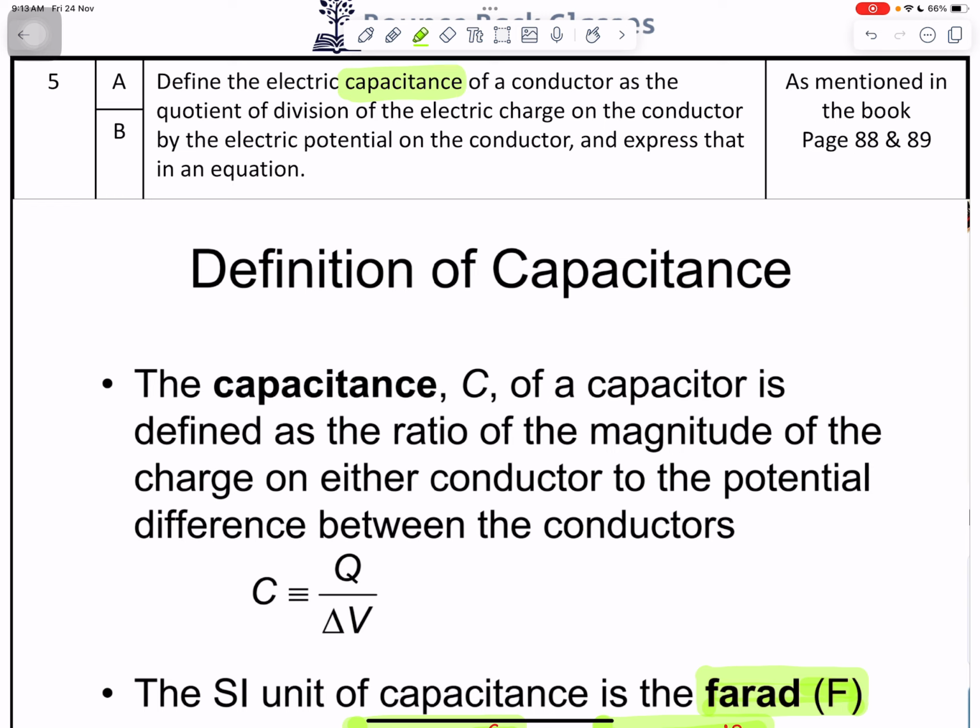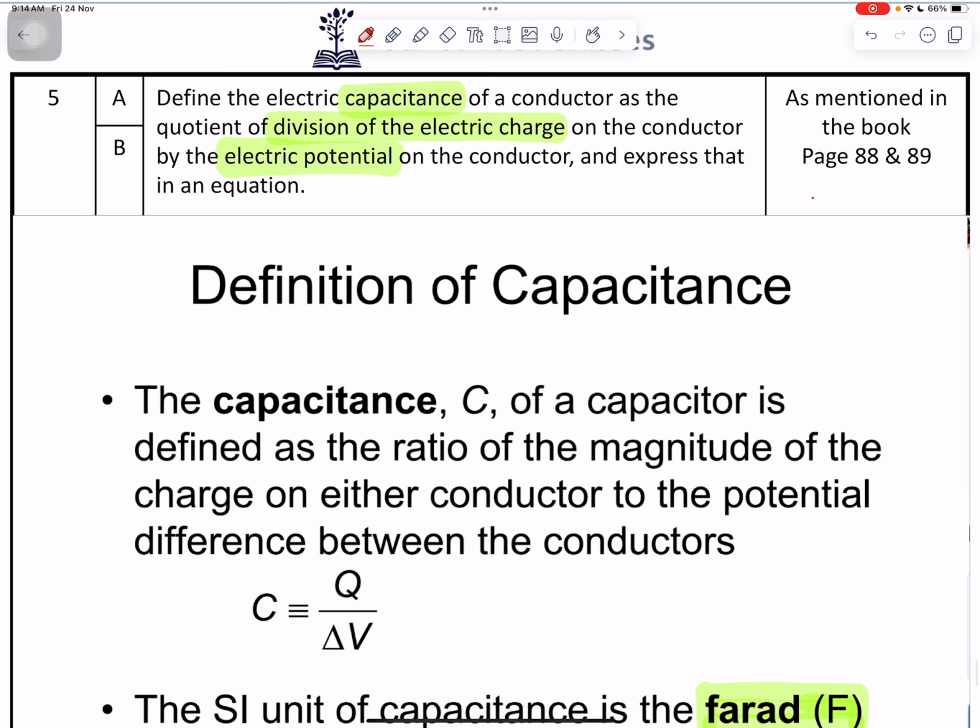What he's talking about is the capacitance of the conductor as the quotient of division of the charge on the conductor by the electric potential. So what exactly is he talking about? C is equal to Q divided by V, charge divided by electric potential.